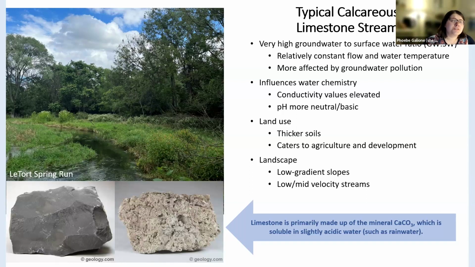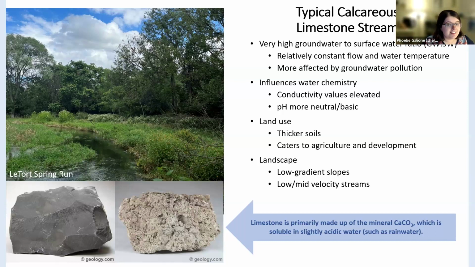Limestone also has a huge impact on water chemistry. One of the things it has the biggest impact on is conductivity values. As I mentioned before, calcium carbonate likes to break down, and when it breaks down, it's releasing ions into the water, which is essentially what conductivity is. Conductivity measures the water's ability to pass an electrical current because of ions. So in limestone-influenced waterways, you're going to have high conductivity values because there are so many ions being put into the water.